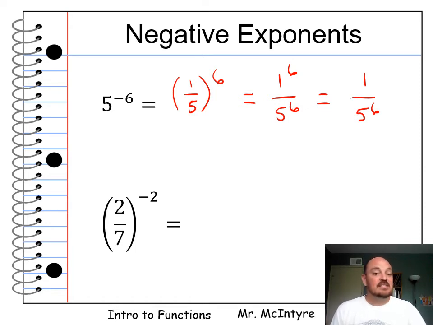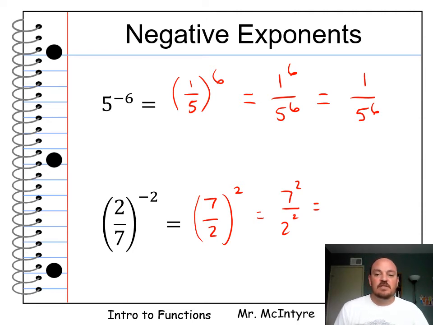Okay, let's do 2/7 to the -2 power. So what I'm going to do, same thing. I'm going to start by flipping it. Let's make that a 7/2. And then that -2 exponent becomes a +2. So what I end up with is 7 squared over 2 squared. Now these ones, because we're only squaring instead of raising to the 6th power, we can do. 7 squared, 7 times 7 is 49. And 2 squared, 2 times 2 is 4. So that's what I would put for my answer, 49/4.